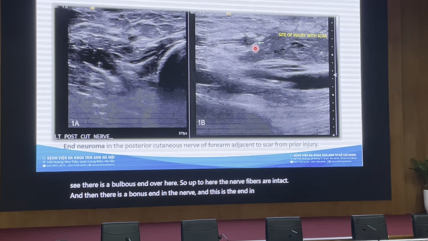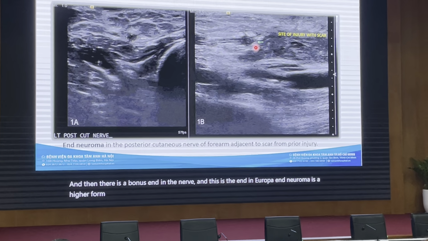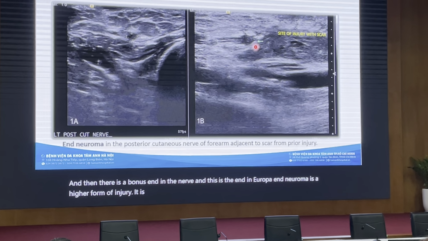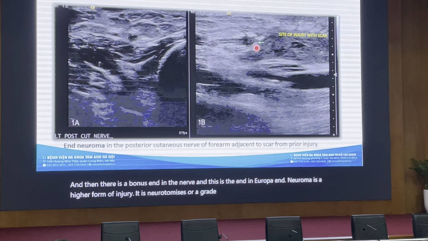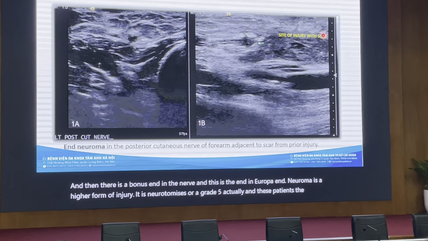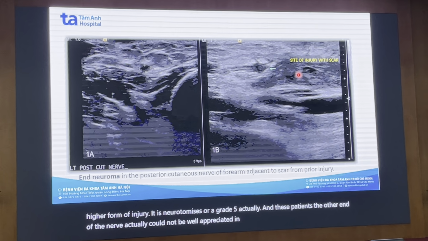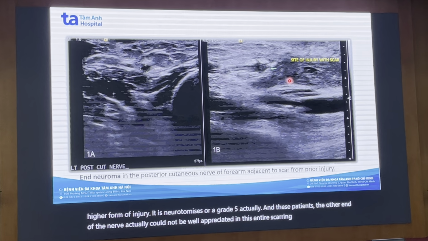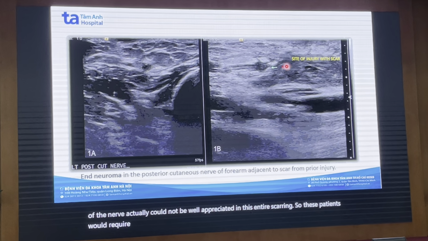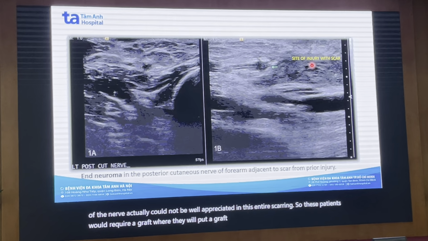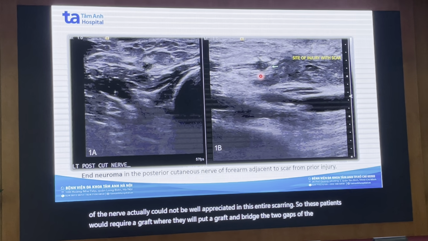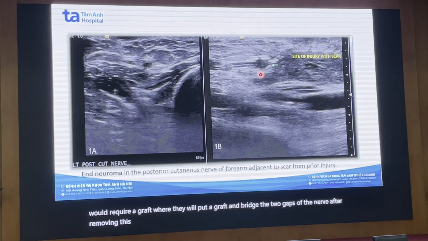End neuroma is a higher form of injury. It is neurotmesis or a grade 5 injury. And in these patients, the other end of the nerve actually could not be well appreciated in this entire scarring. So these patients would require a graft where they will put a graft and bridge the two gaps of the nerve after removing this neuroma. Okay, so this is end neuroma.